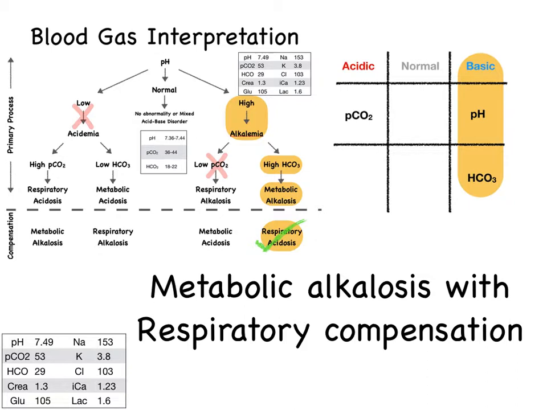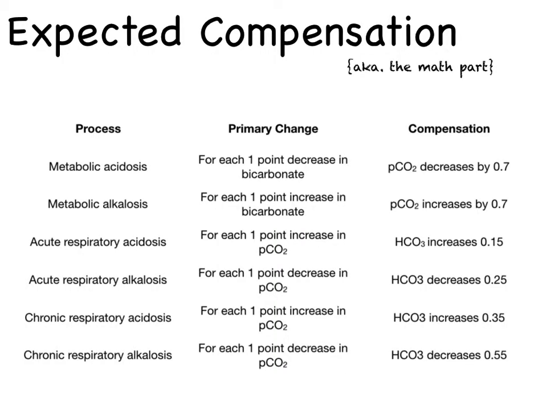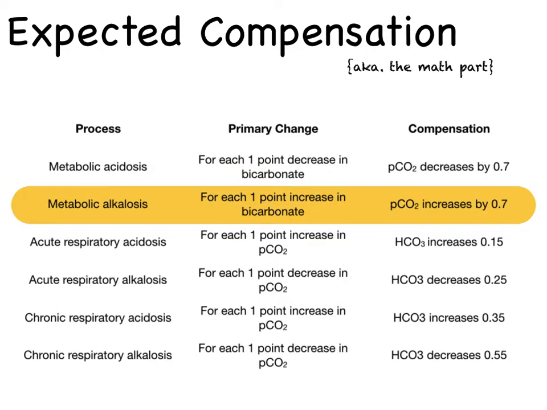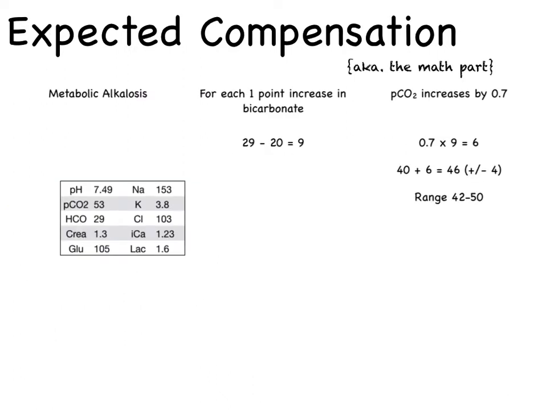However, as we all know, looks can be deceiving. So, we'll go ahead and check using the calculations to see if we have more than one acid-base problem. When the primary problem is a metabolic alkalosis, the formula says for every 1 point increase in the bicarbonate above normal, the PCO2 should increase by 0.7 points. So let's take a look at our patient.